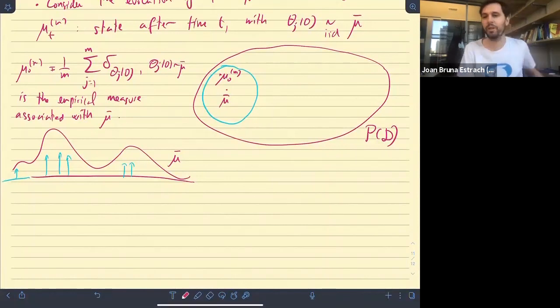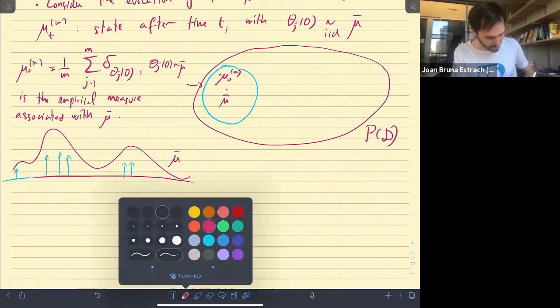Right, they are closer and closer, and the right sense in which to say that is called the weak sense. If I test these two measures against any test function, the result is going to get closer and closer. This is really like the law of large numbers. So this picture that I tried to draw here is in a sense the right picture: as m grows, these measures get close to each other.